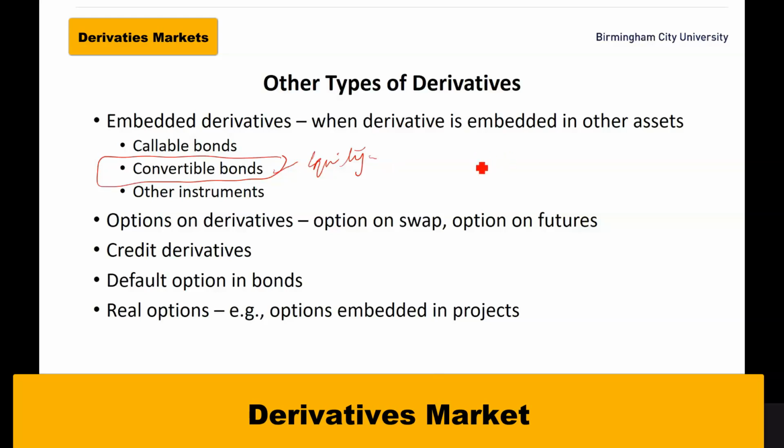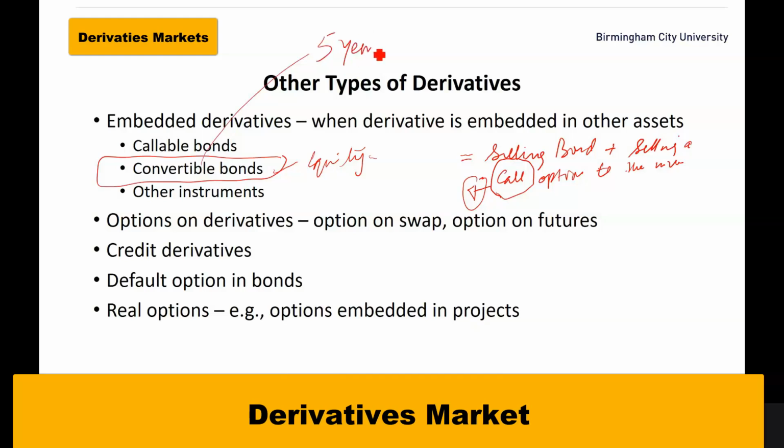So if a company issues a convertible bond, it is not only selling the bond to the investor, it is also selling what? A call option to the investor. Why? Because the investor has the right to buy a certain number of shares of the company at a specified price after a specified period of time. So if this convertible bond issued by Robinhood is, let's suppose, for 5 years, and it can be converted into equity after 3 years.